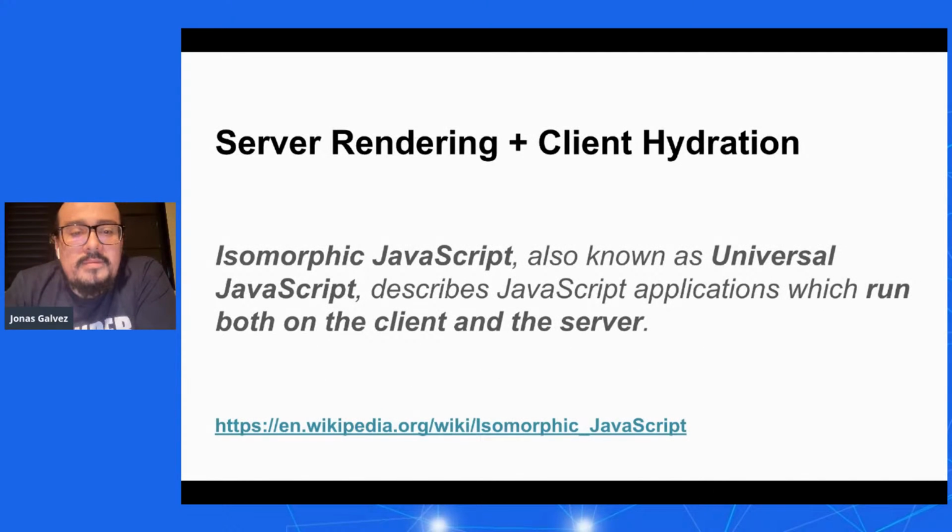So there's also a Wikipedia page about it. Isomorphic JavaScript, also known as universal JavaScript, describes JavaScript applications which run both on the client and the server. That basically means that the code that you write and is loaded by the browser is also run on the server for generating some sort of initial output for it. We will get to that in a bit.